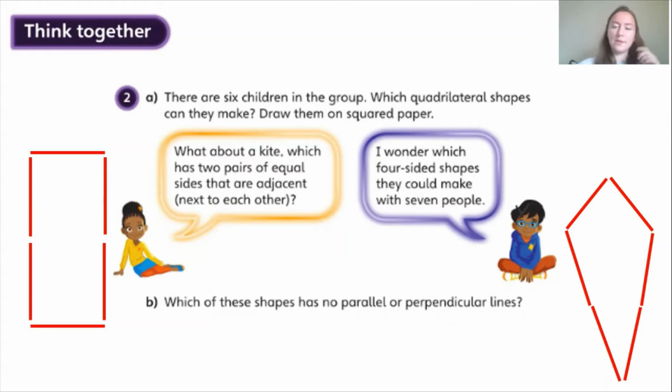Of these 2 shapes, the kite has no parallel or perpendicular lines. The rectangle, as we've talked about over the last couple of questions, does have both parallel and perpendicular lines. However, the kite does not.